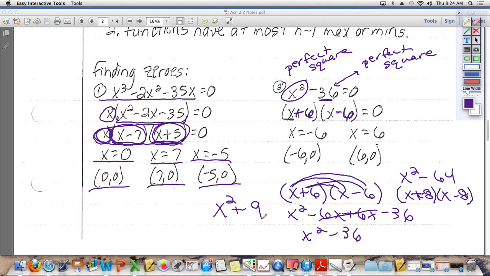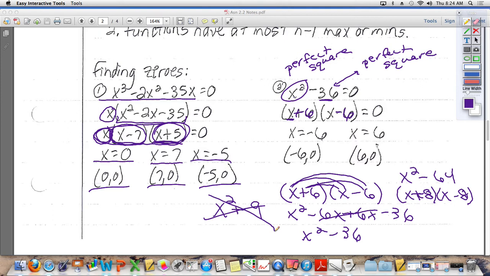Does the rule apply? Not when it's a plus. It only works when it is the difference of squares. Difference, difference, difference. Not going to work. In fact, x squared plus 9 is not factorable.